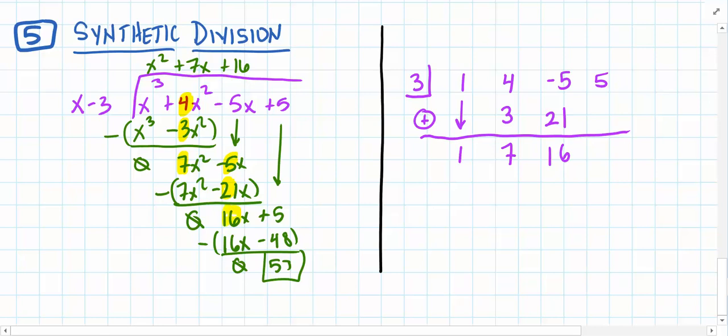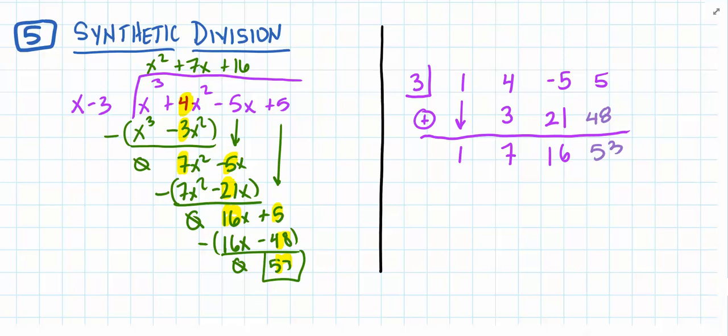16 times 3 is 48. If I add these together, what do I get? 53. Okay. And likewise, does anybody see a 5, a 48, and a 53 stacked up together? So you can kind of see what we've done. If we take that highlighted stack and you put it over, you can do something called synthetic division. So let's talk about what all these things are.